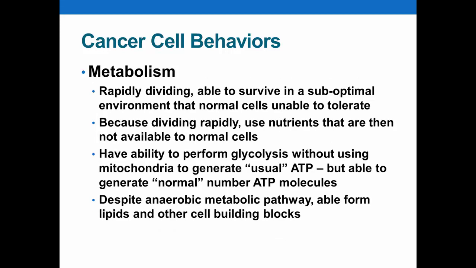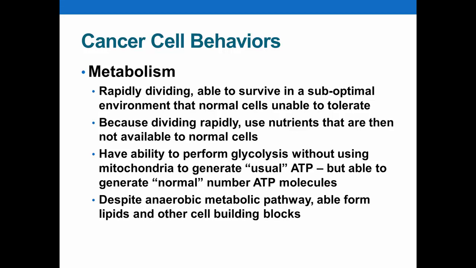Some other cancer cell behaviors that are important to understand are the metabolism and how these cancer cells metabolize. Remember that these cancer cells are rapidly dividing. And as they are able to rapidly divide, one of the things that they're able to do is actually survive in a less than optimal environment that normal cells wouldn't tolerate. Cancer cells will put up with an acidotic, hypoxic environment. Normal cells don't do well in that type of environment, but cancer cells are more adaptive. They are rapidly dividing, and so they have the ability to survive in less than great environments.